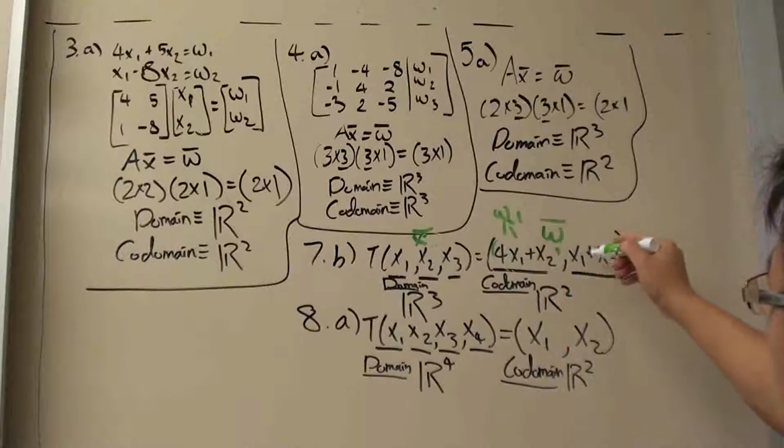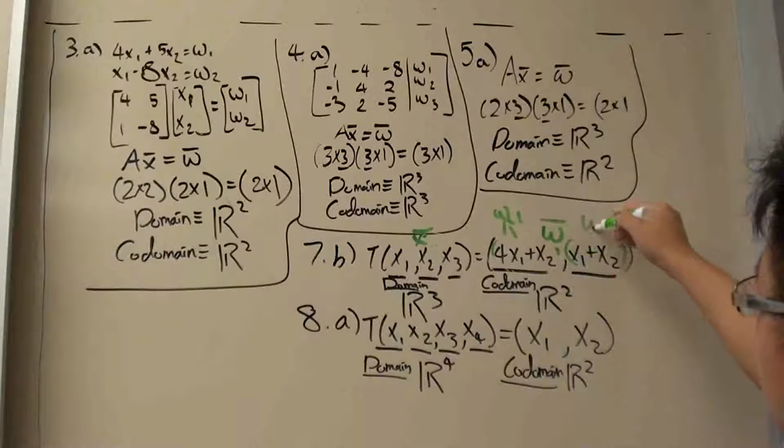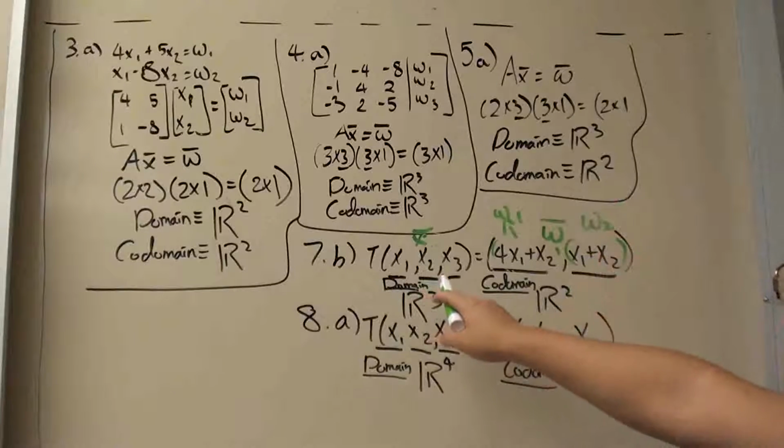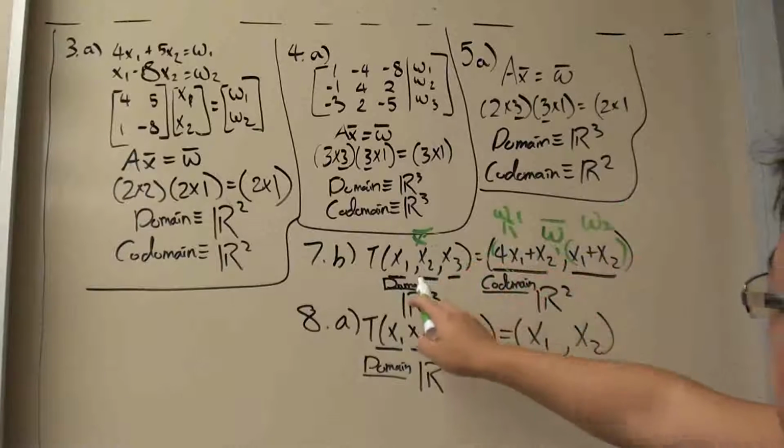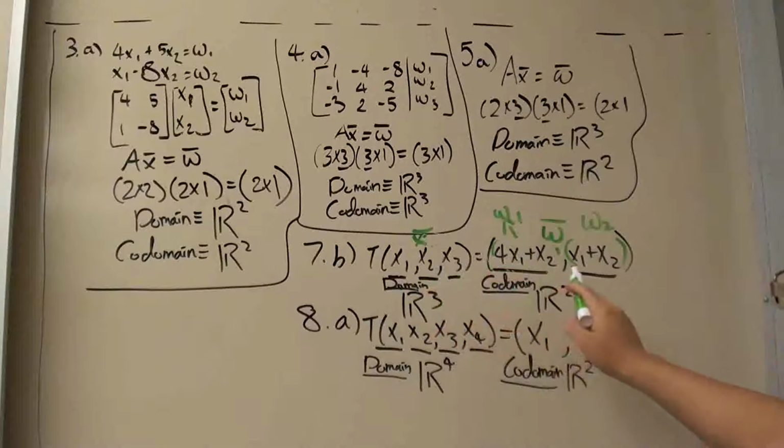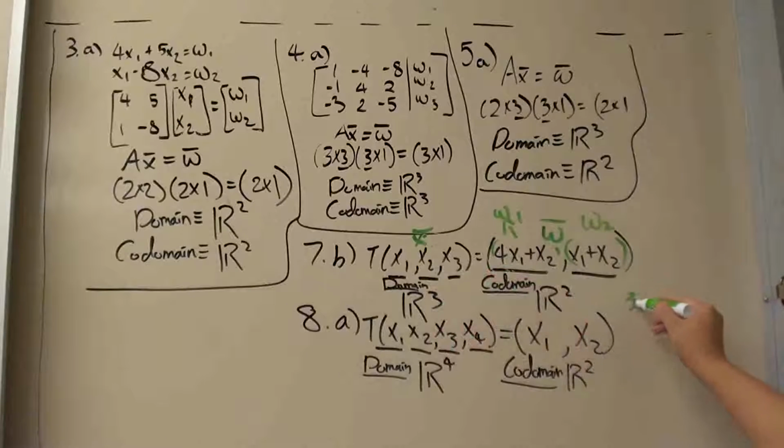So that's going to be w1, and that's going to be w2. So I apologize. This is not going to be 3 by 3. We can get a hint, right? Because this is 3 by 1, and this is 2 by 1, right? So 3 by 1 equals 2 by 1.